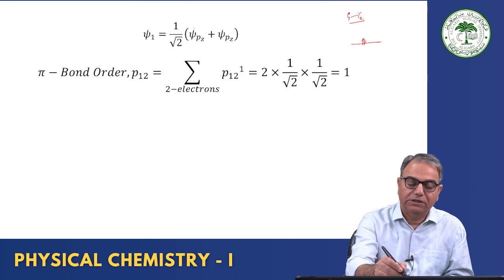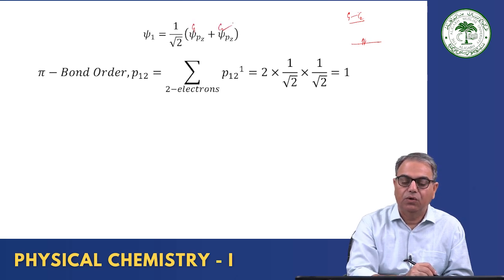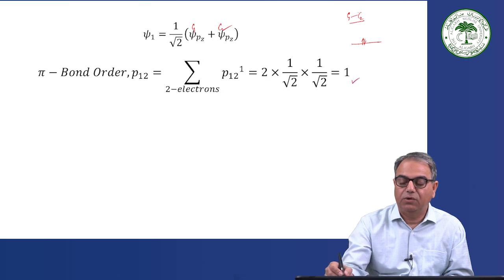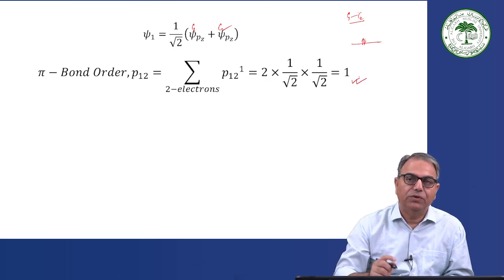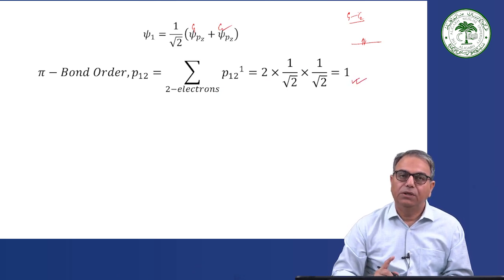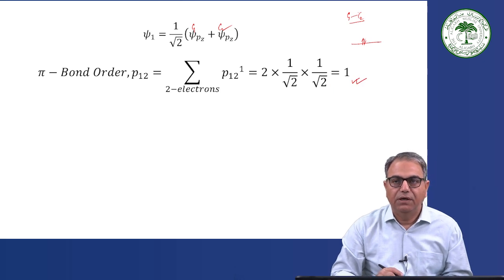So, this represents C1, this represents C2. So, the bond order between carbon atoms 1 and 2 will be 2 multiplied by 1 by root 2 multiplied by 1 by root 2, which is equal to 1. So, everything which we get is that the ethylene molecule is neutral, that we proved. The ethylene molecule has only one pi bond, that we proved, and the bond order is 1.